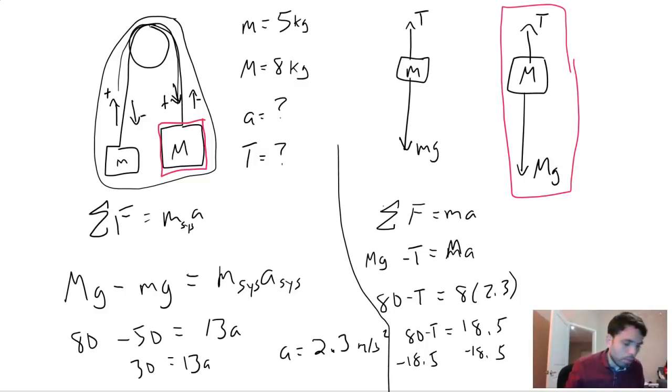And that's 61.5. So the tension force will be 61.5 newtons. And there you go. That should be negative. Oh no, it won't be. Okay, that's fine. All right.